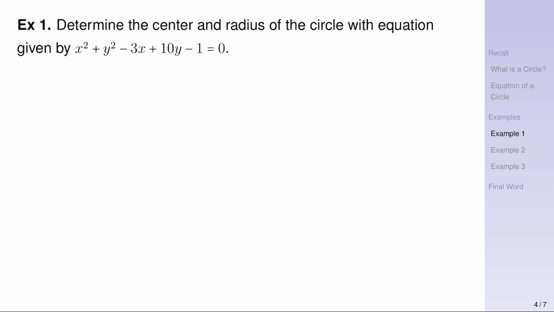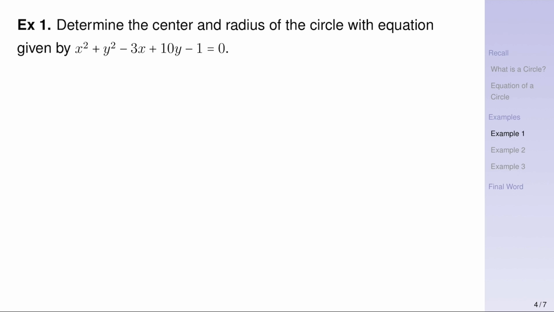First, we are to determine the center and the radius of the circle with equation given by x squared plus y squared minus 3x plus 10y minus 1 equals 0. You may solve this first on your own before we proceed. Okay, good. So let us start.